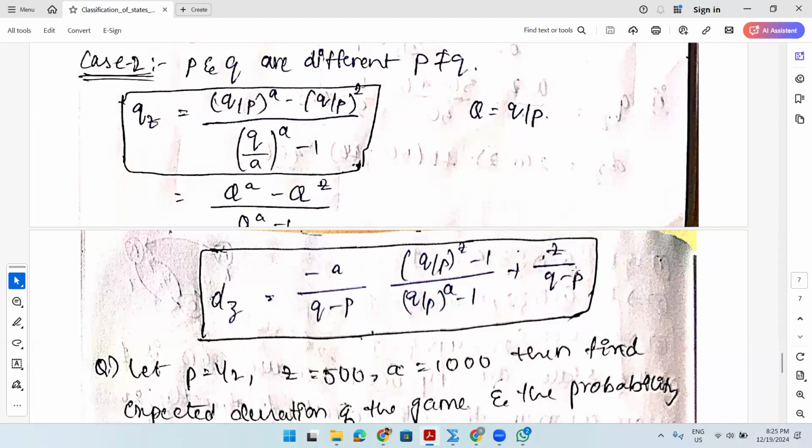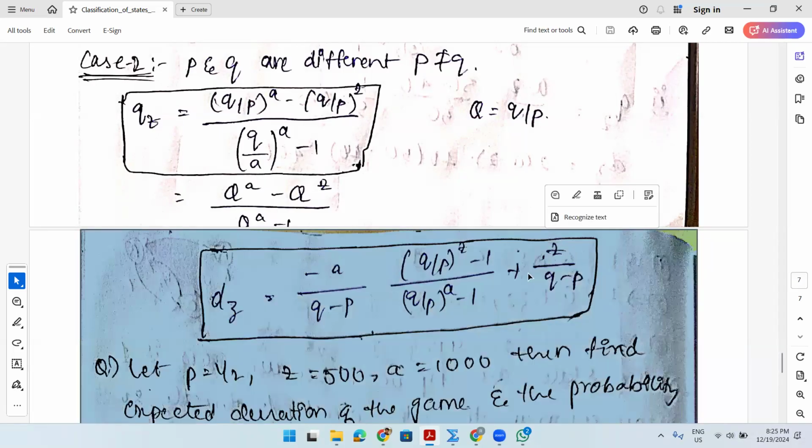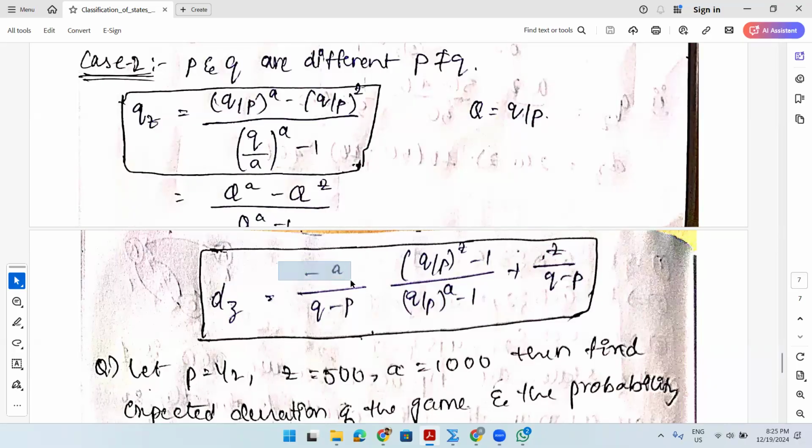Here Z is what the gambler has, z by q minus p, and here minus a, the total, minus a by q minus p. The denominator is the same, q minus p. And here in this case, this is one total term. In this term, the multiplication is capital Q power Z minus 1 over capital Q power A minus 1. Like this, you have to remember.